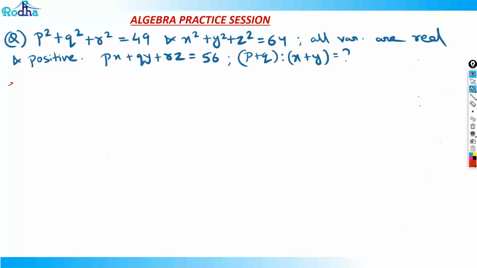p square plus q square plus r square is equal to 49, and x square plus y square plus z square is 64. All variables are real and positive. px plus qy plus rz is 56.